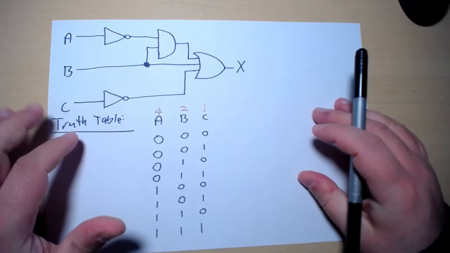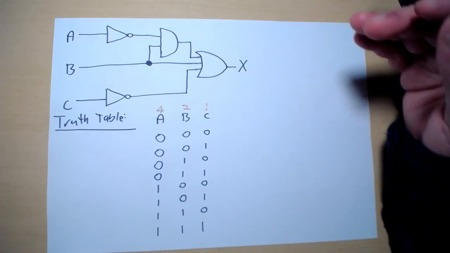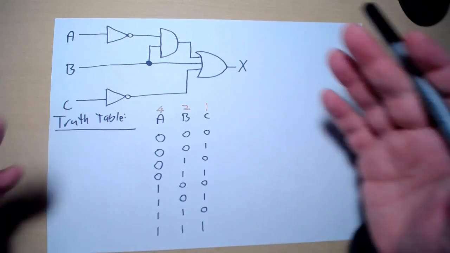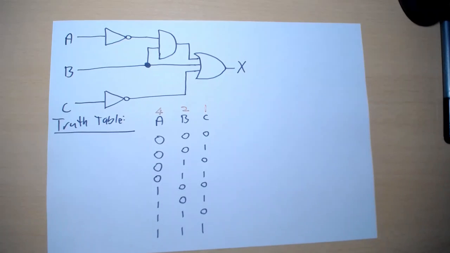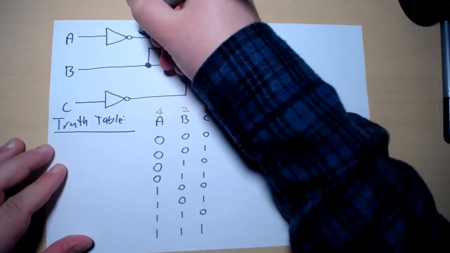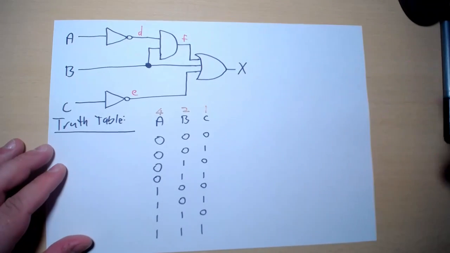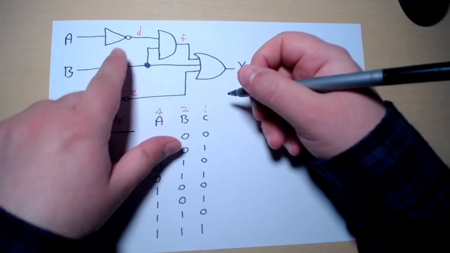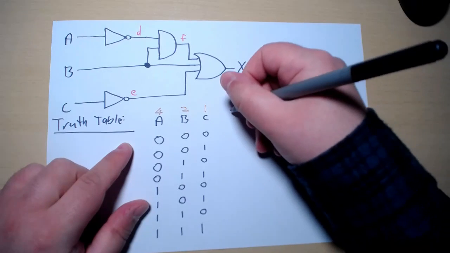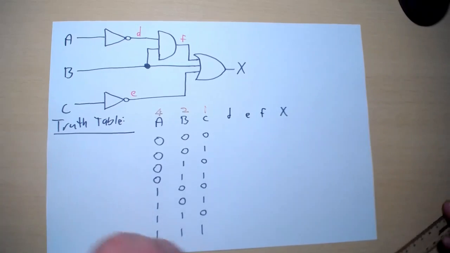If you have, say, 4 inputs, then the 4th column will have a weight of 8. And in that case, you write 8 zeros and 8 ones. Now, let's do this logic circuit. So I am going to name the intermediate outputs. So we have A, B, C. This one will be D, E, and F. So I'm going to write down the remaining labels here. So D, E, F, and X.